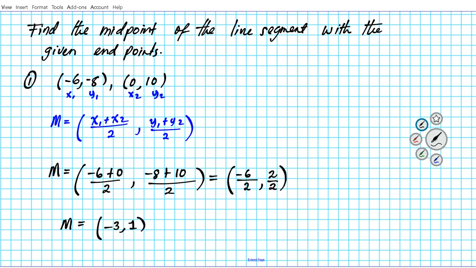And that, ladies and gentlemen, is the answer to question number 1: the midpoint between the two given points, negative 6, negative 8, and 0, 10.